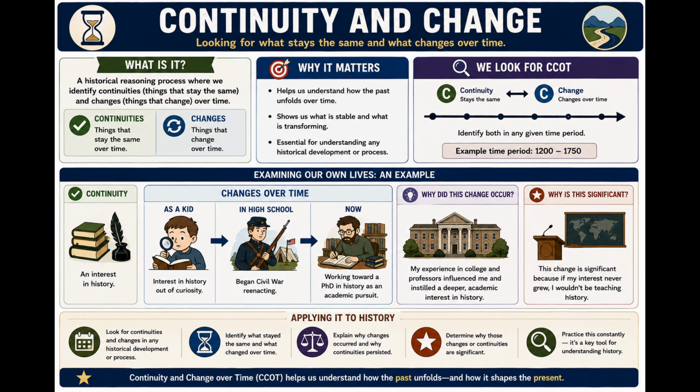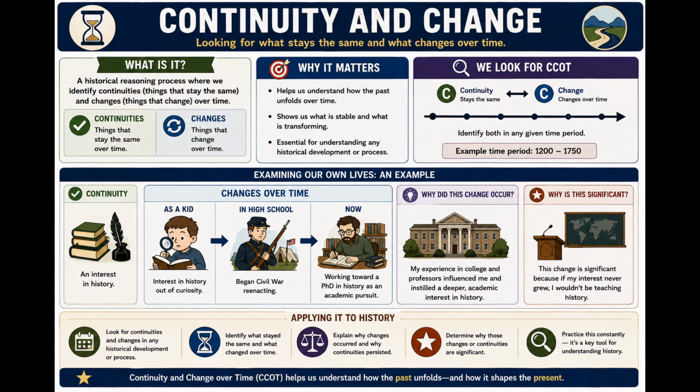Continuities are things that stay the same over time. Right? Just stays the same. And changes are things that change over time. Right, obviously. And so throughout the year, you'll be asked to identify what stayed the same and changed over a given time period, like 1200 to 1750. They'll say, hey, what stayed the same in China from 1200 to 1750? What changed in China between the period of 1200 to 1750?